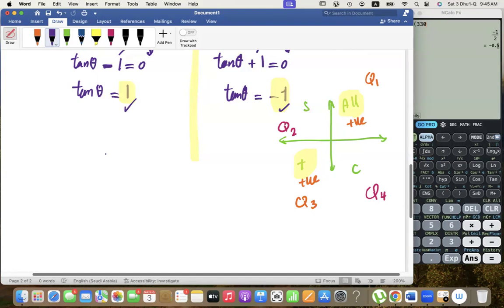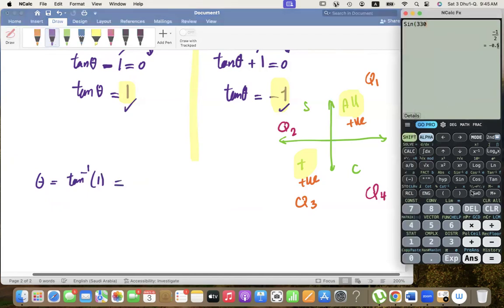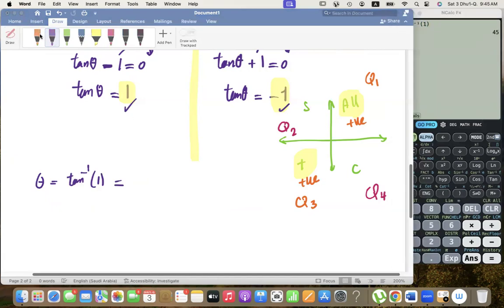So let's get the reference angle, then after that we are going to find the angle that we need. So I will press to get my theta, which is going to be what? Tan minus 1, the 1. Shift tan, then press 1. This is going to give you 45. So this is our pure angle. The reference angle is 45 degrees.